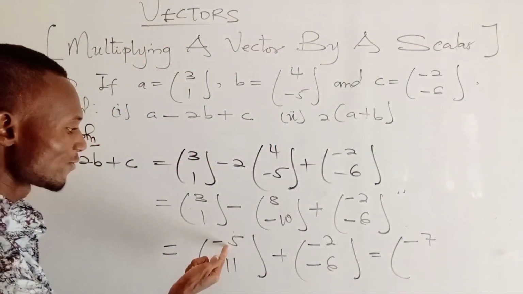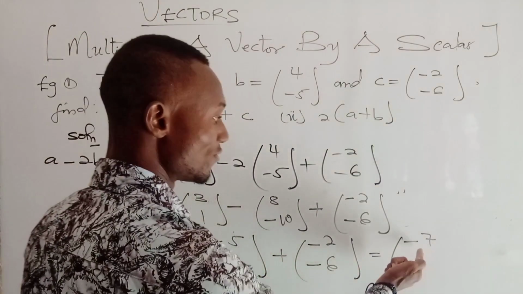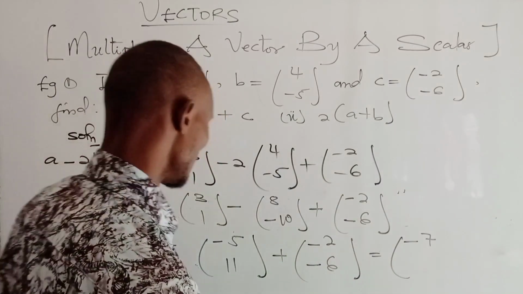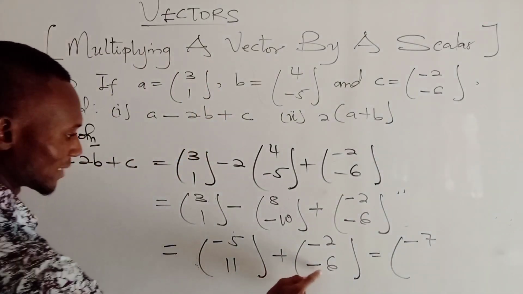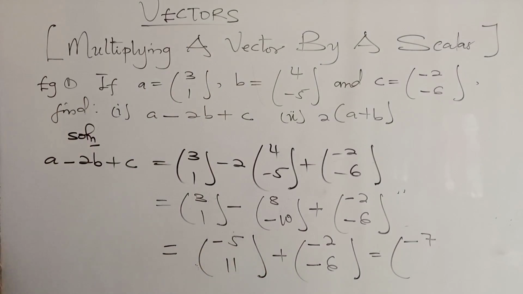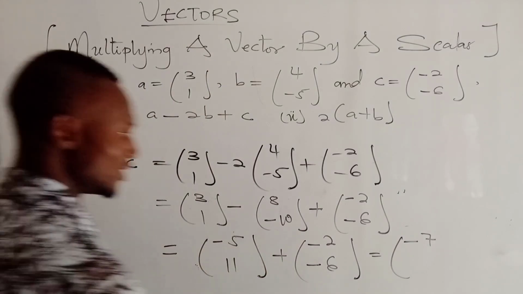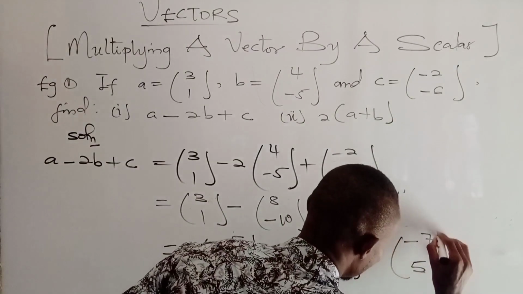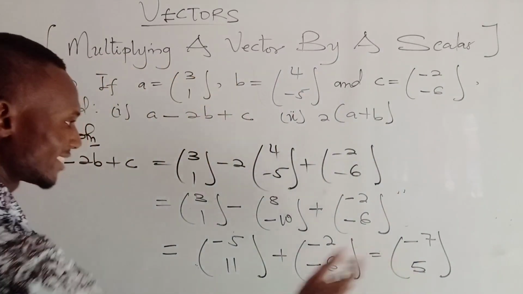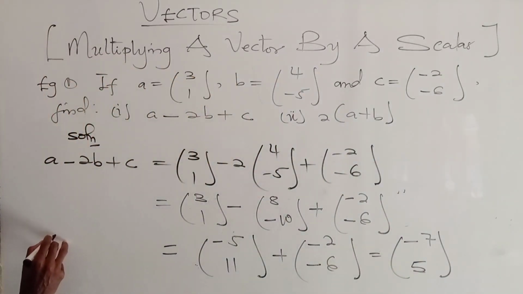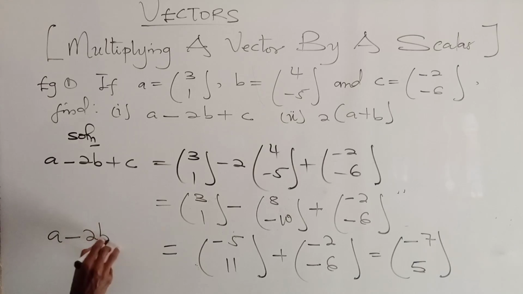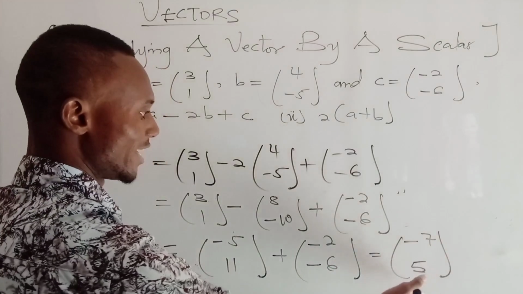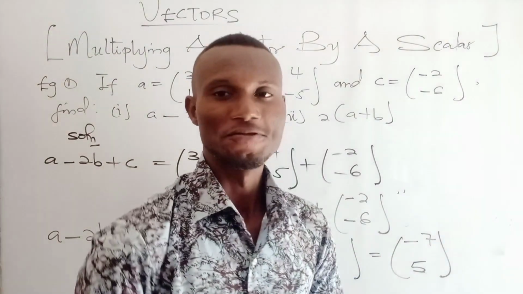Okay, you have minus 5 plus minus 2, which will give you minus 7. And I have 11 plus minus 6, which will give you 5. I hope you agree with me. So you get your 5 here, then you bring your brackets. So this is the answer for simplifying a minus 2b plus c. So a minus 2b plus c equals minus 7, 5, and that is our final answer.